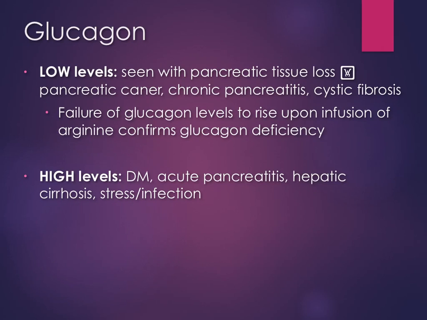Once you've obtained a glucagon level, you have to interpret it. So low levels are typically seen in patients with pancreatic tissue loss, such as pancreatic cancer, chronic pancreatitis, or even cystic fibrosis. These folks here, they demonstrate a failure of glucagon levels to rise upon the infusion of arginine, and this basically confirms that there's a glucagon deficiency. Patients with high levels of glucagon, they typically are found in diabetes, acute pancreatitis, hepatic cirrhosis, and patients under extreme stress or increased metabolic demand secondary to an infection.